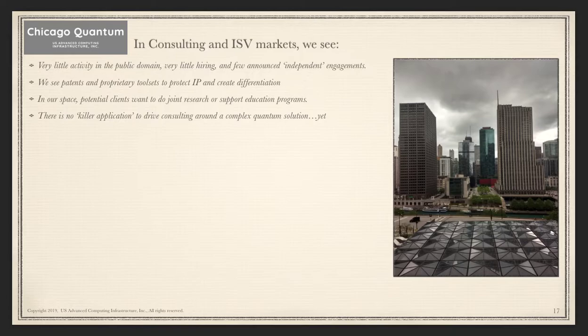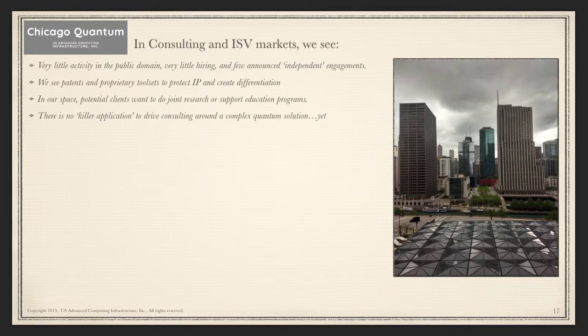We see patents and proprietary tool sets. I think Accenture patented how to determine whether a business function or application should be running on a quantum computer. We see proprietary tool sets. We see this as an IP land grab, and it creates differentiation if those patents can be enforced.